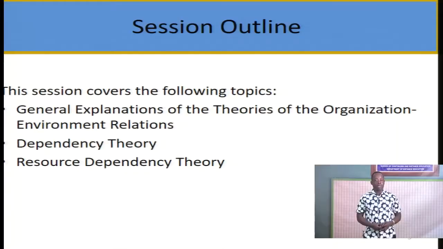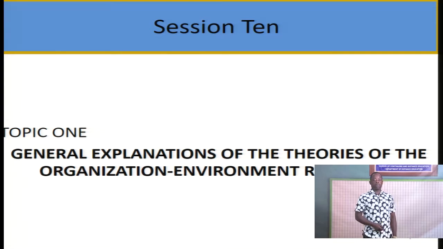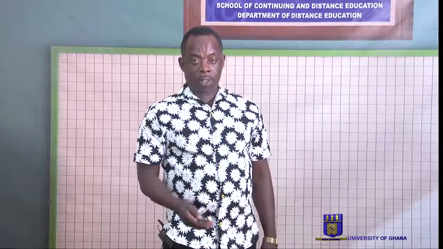So this will be the broad guidelines, a broad schema, a general explanation of the theories of the organization-environment relations. Then we'll look at the dependency theory. Then we'll look at the resource dependency theory. So general explanations of the theories of organization-environment relations.